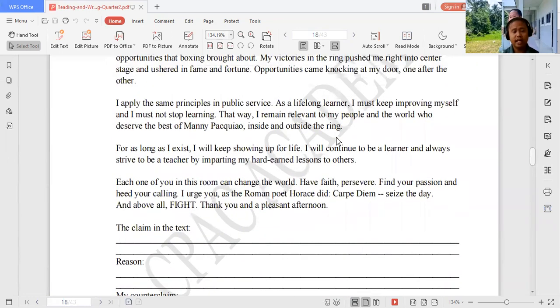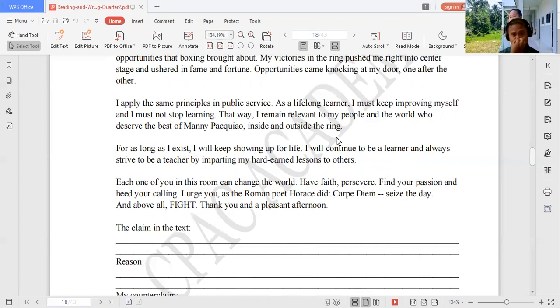For as long as I exist, I will keep showing up, my life for a life. I will continue to be a learner and always strive to be a teacher by imparting my hard-earned lessons to others. Each one of you in this room can change the world. Have faith, persevere, find your passion, and heed your calling. I urge you, as the Roman poet Horace did, carpe diem. Seize the day, and above all, fight. Thank you, and a pleasant afternoon.